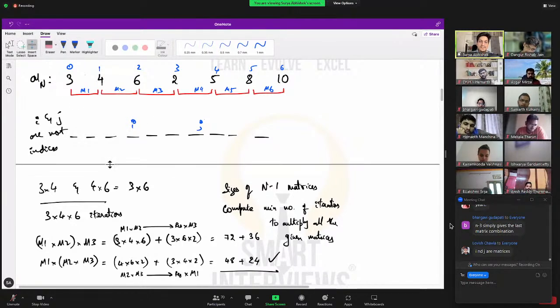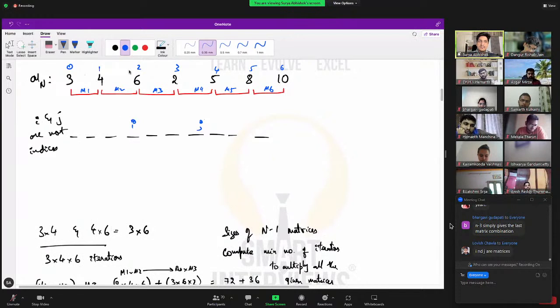I and j are matrices, exactly. So now thinking in that direction will help us simplify this problem here. Now let's say that my i and j are here. My i is here, j is here. I am at the ith matrix and the jth matrix. I want to know how to multiply all the matrices from the ith matrix to the jth matrix with the minimum number of iterations.